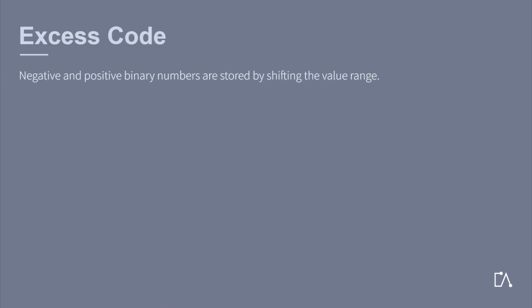The excess code is a way to store negative and positive binary numbers. Normally only positive binary numbers can be stored in a memory. We consider the coding in the case of a 4-bit memory, as this can be represented simply and clearly.